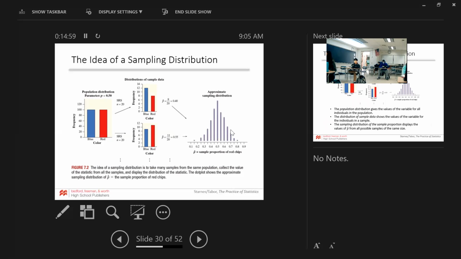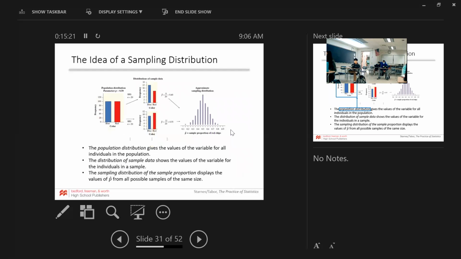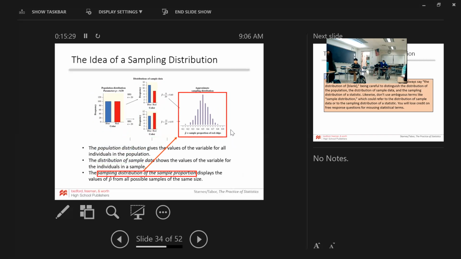And here is the sampling distribution. So this is p hat, 8 out of 20 gives you 4/10, so it's one of these dots here. This is p hat, 11 out of 20, this is one of the dots above 55%. Which one? Population, a sample, sampling distribution. Right? Of the sample proportion.